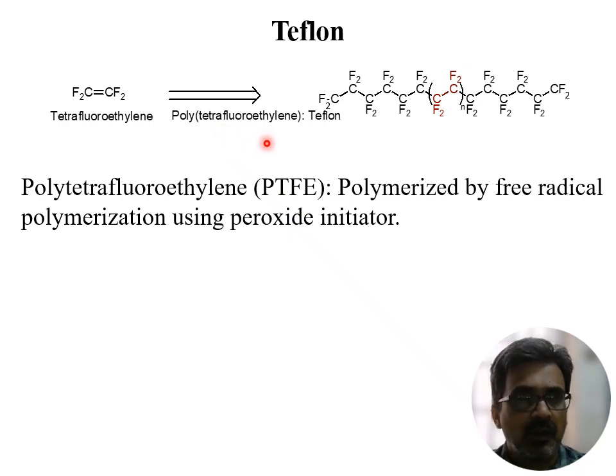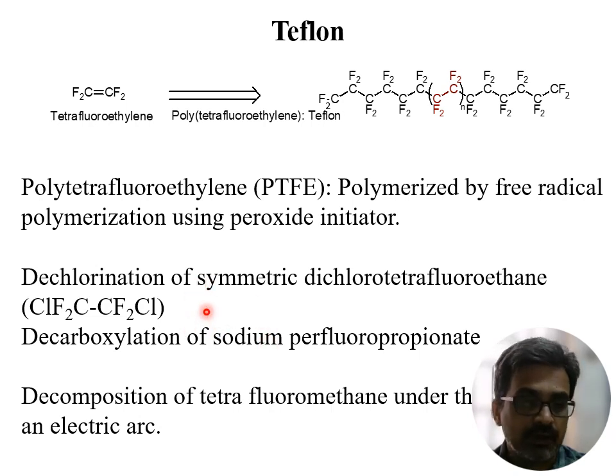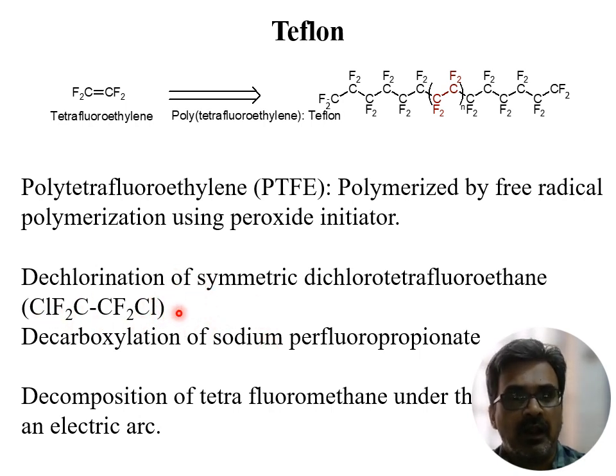Another set of addition-based polymers is Teflon. So we have tetrafluoroethylene. If you polymerize using a peroxide initiator, we get Teflon. There are also other ways, such as dechlorination, decarboxylation, that is CO group removal, or if we take CF4 and apply an electric arc, we get Teflon.